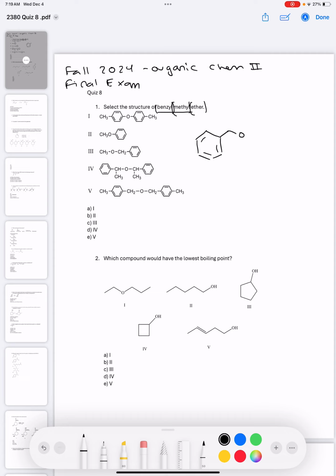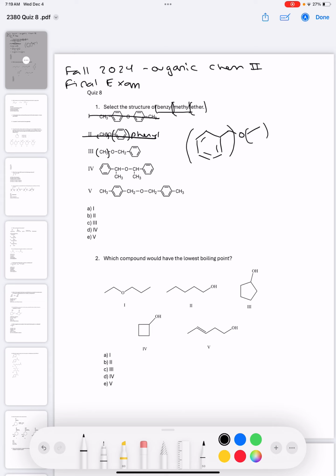So it's going to have an oxygen connecting them. So this whole thing is the benzyl, the benzene with a CH2, and then on the other side a methyl, one CH3. So this is what we're looking for. This one's not right because it's got 2 toluenes. This one right here has benzene on one side, and this is a phenyl. So this is close, but not correct.